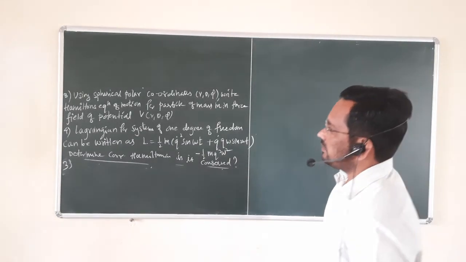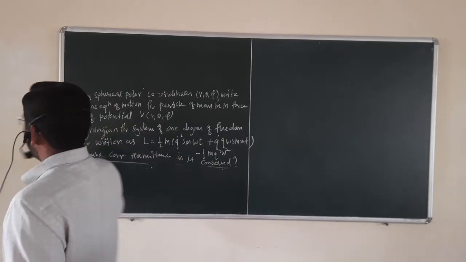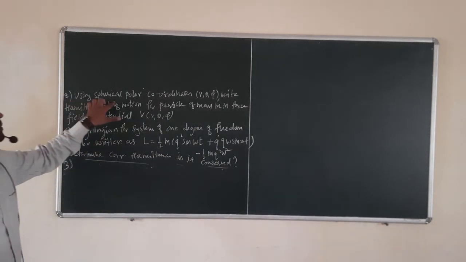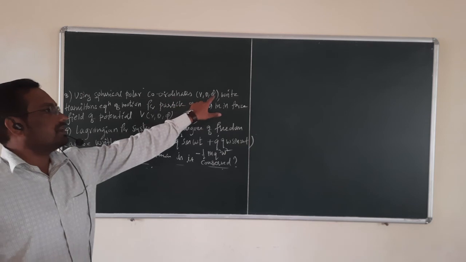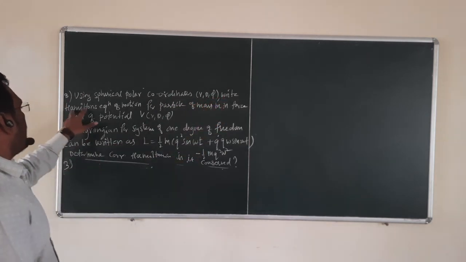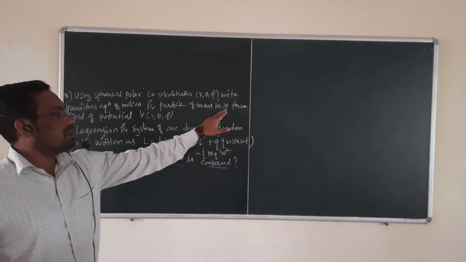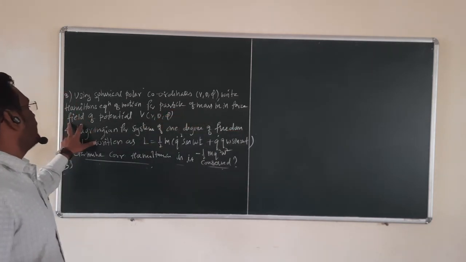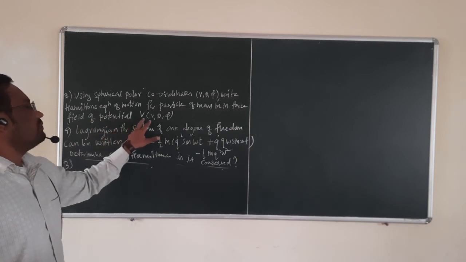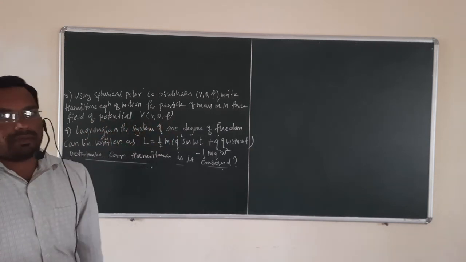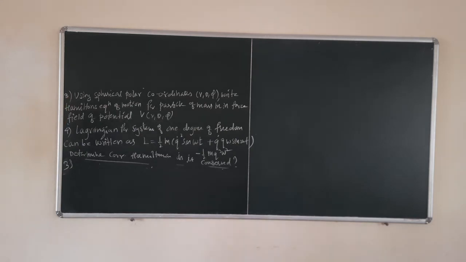What is problem number 3? Using spherical polar coordinates r, theta and phi, write Hamilton's equation of motion for a particle of mass m in a force field of potential V of r, theta and phi. So we have to find, using spherical polar coordinates, Hamilton's equation of motion for a particle having mass m.